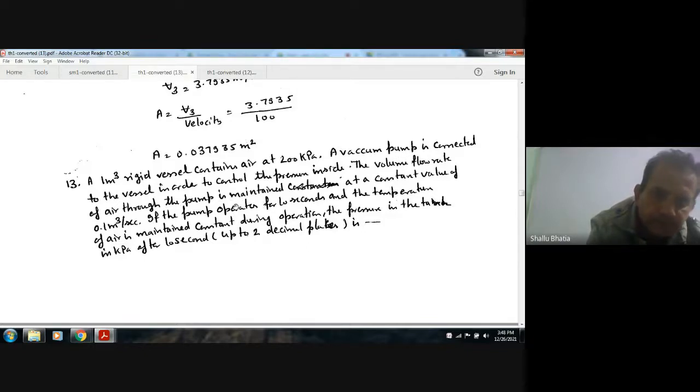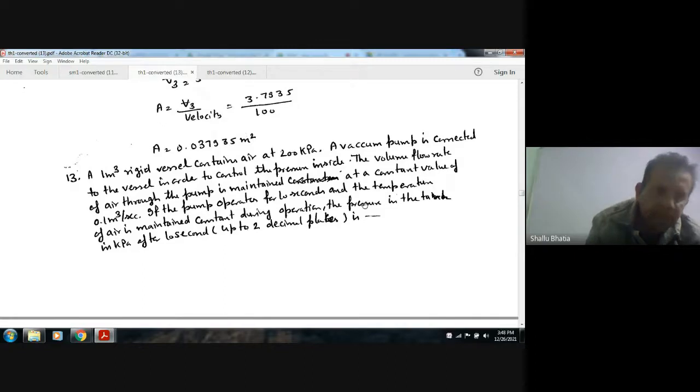Okay, and the volume flow rate through the pump is maintained at 0.1 meter cube per second. The pump operates for 10 seconds. The temperature of the air is maintained constant during the operation. Find the pressure in the tank in kPa after 10 seconds.